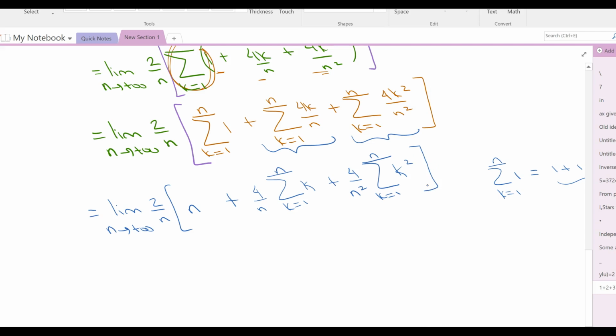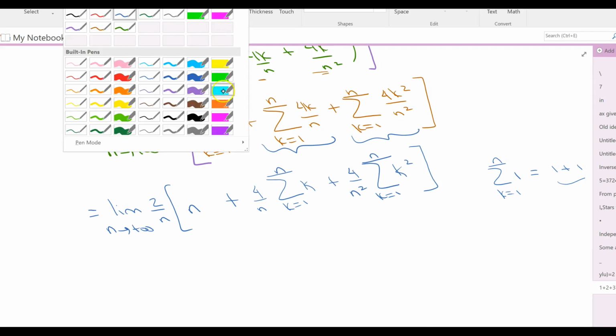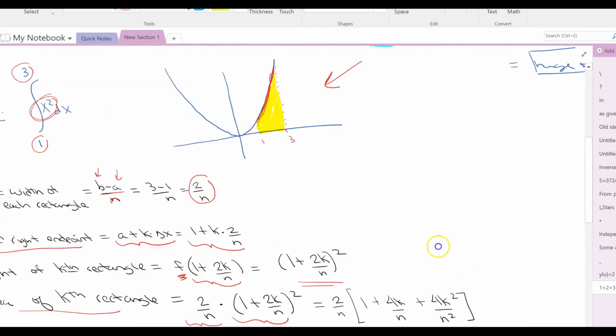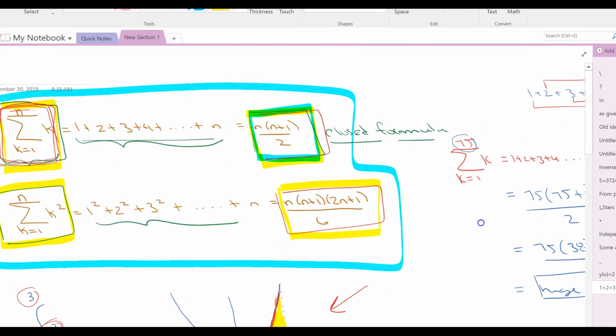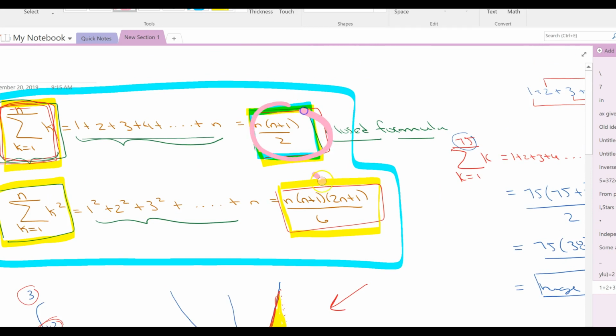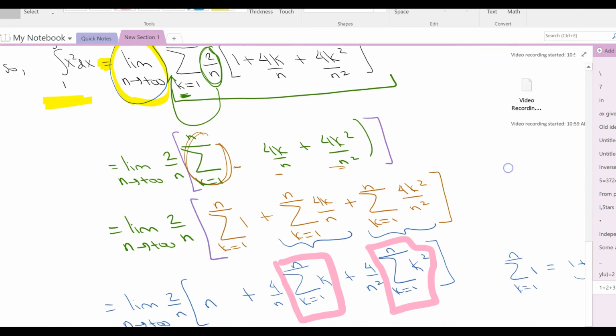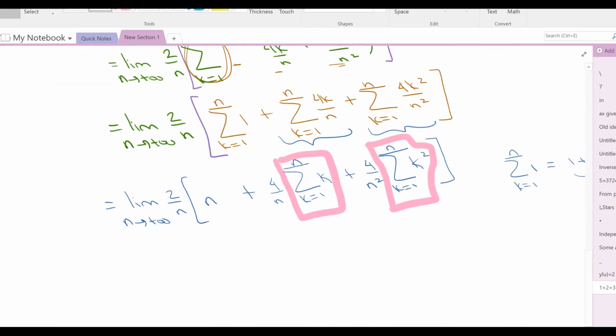Very good. Now, I wish I knew what this equaled. I wish I knew what this equaled. Guess what? We do. Those two sums have these wonderful closed formulas. We have an expression. We know what we can do there. Okay, let's put that in.